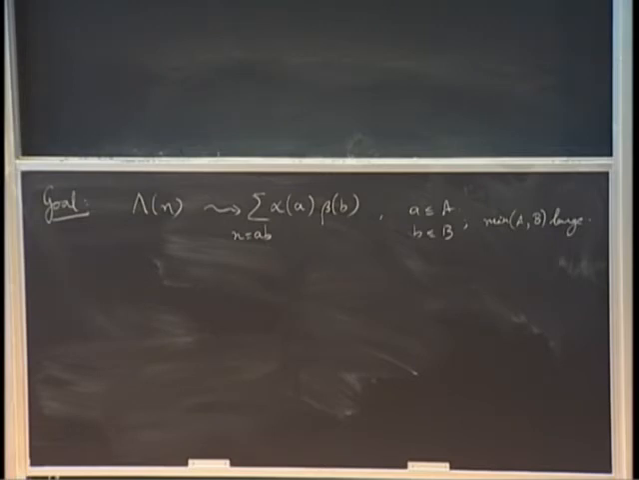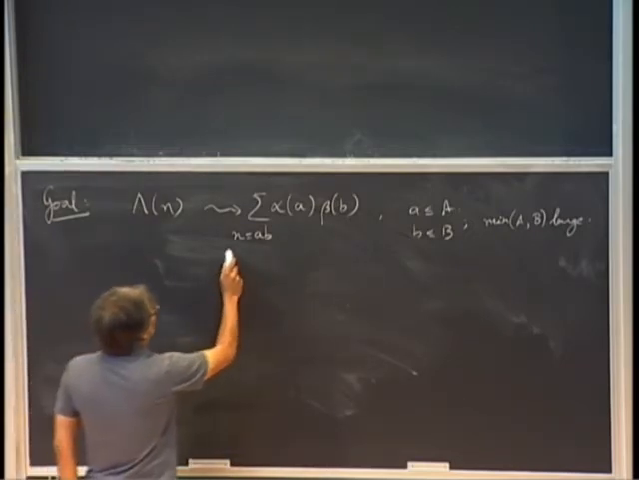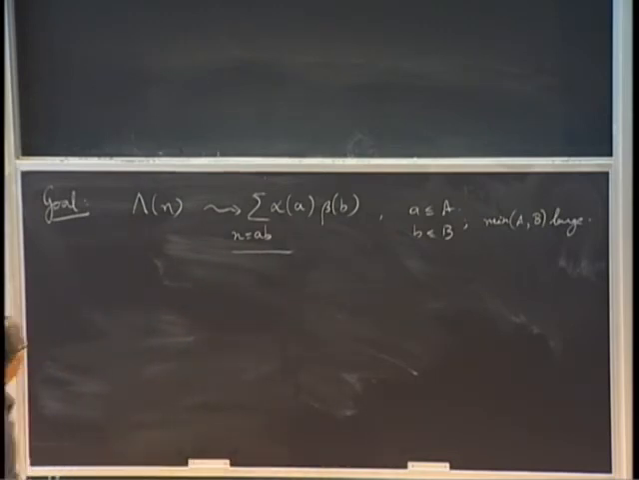It's not a priori clear that you can do this because, after all, a prime number doesn't have very many factorizations, right? Usually in a factorization of a prime number, one of the variables will be small and the other variable will be big. Okay, so how do we do this?